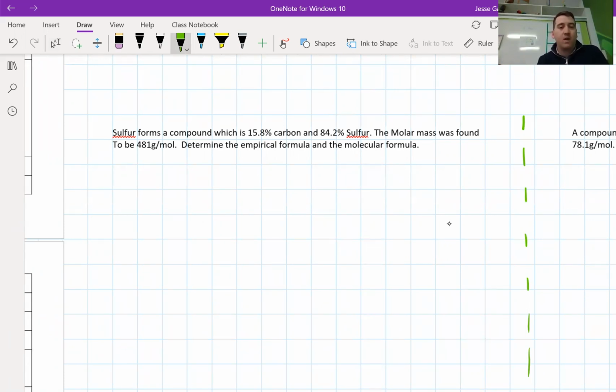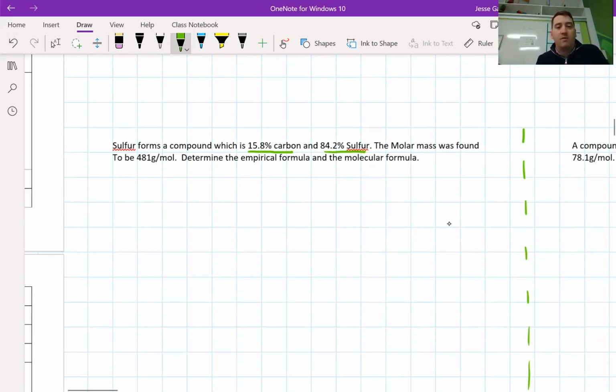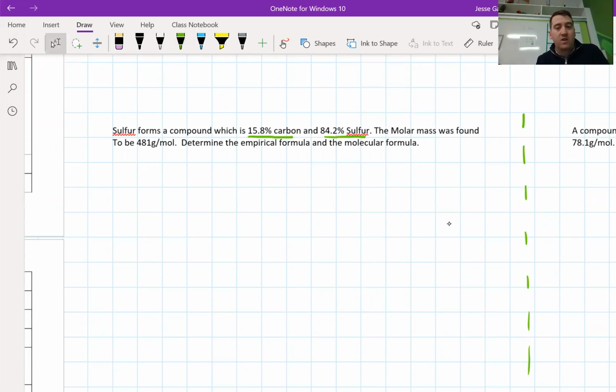Do that now. Right, now that we have the question, let's see what information we have. We have that sulfur forms a compound which has 15.8% carbon and 84.2% sulfur. It says the molar mass was found to be 481 grams per mole. Determine the empirical formula first and then the molecular formula. So we already know how to find the empirical formula when we're given the percentages. This was in the last video. So to begin with this, that's what we're going to have to do.